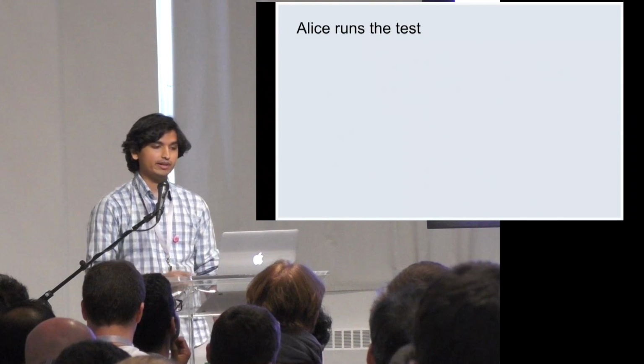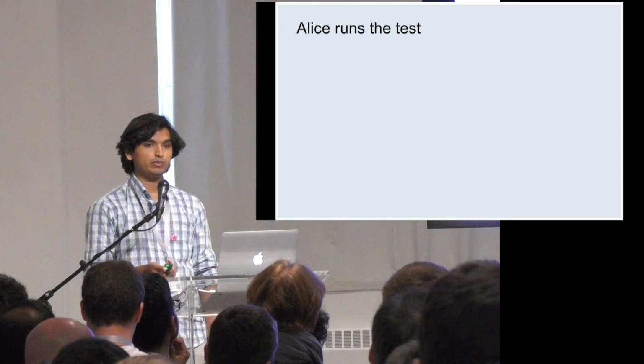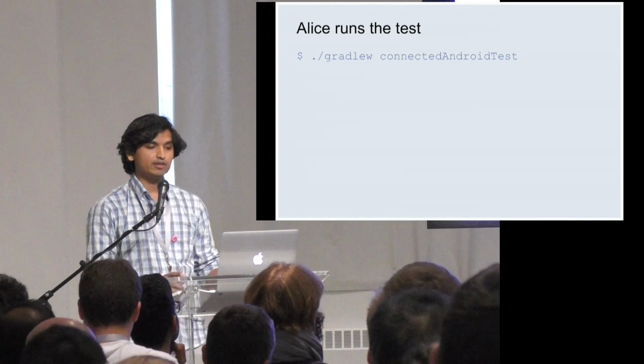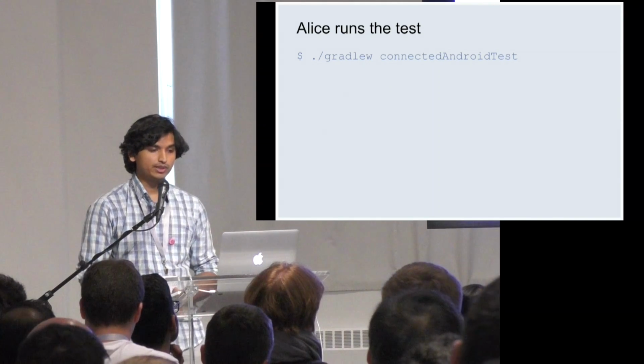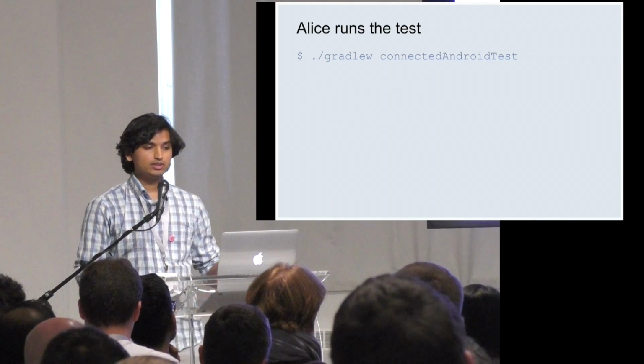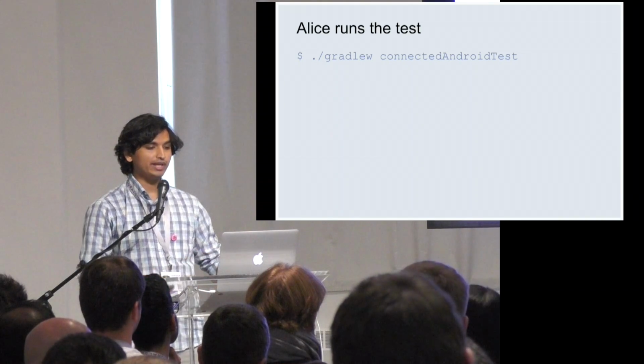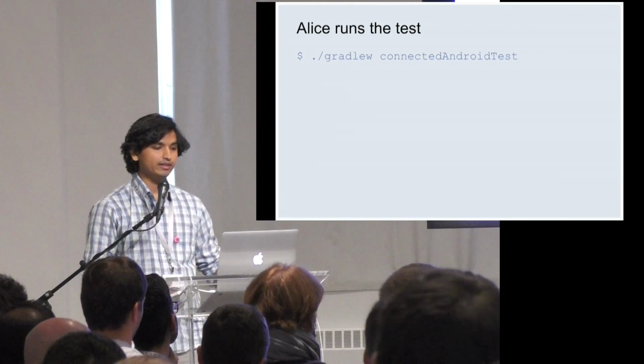So here's how she's going to run it. Let's assume that we are using Gradle as a build system. I don't use Gradle enough, but I believe the correct command is gradlew connectedAndroidTest. This runs an instrumentation test. The test completes and nothing gets asserted.